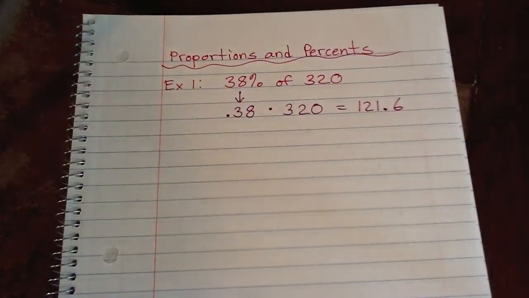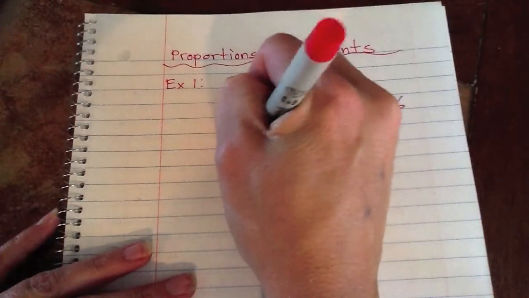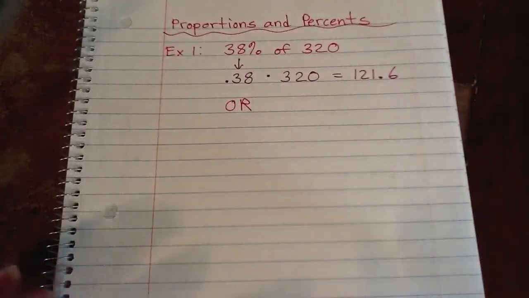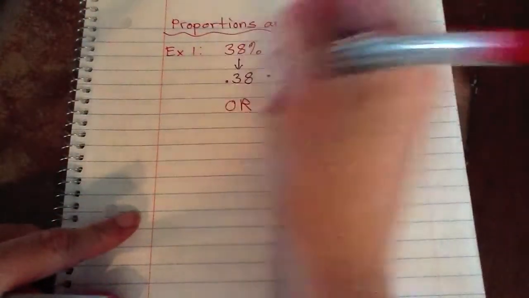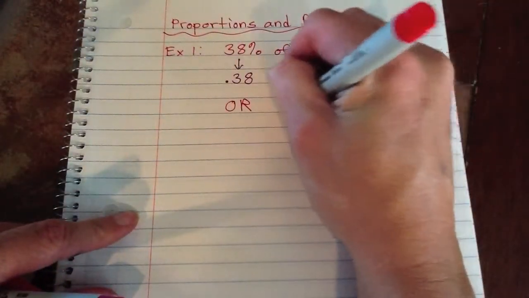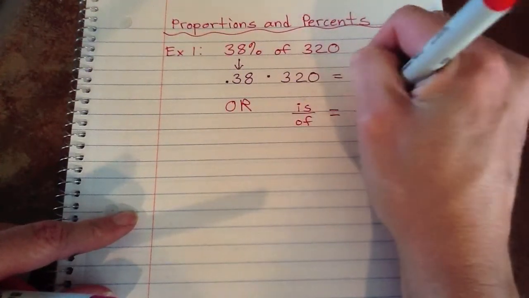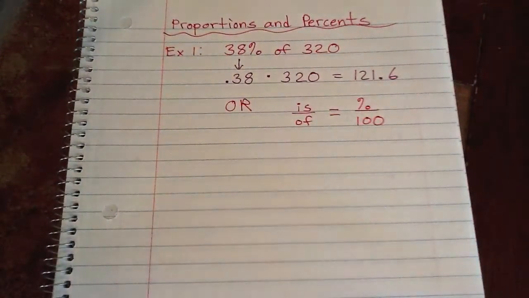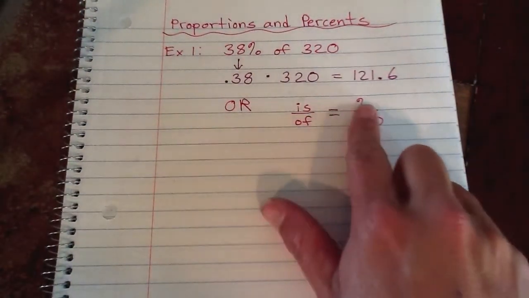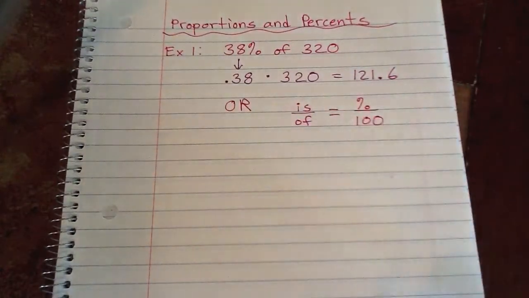121.6. But there's another way that you can set this up, and I'm sure you all remember this also, but I just wanted to give you a little refresher. That is is over of equals percent over 100. So then you're looking for 2 of these 3 missing things to fill in.